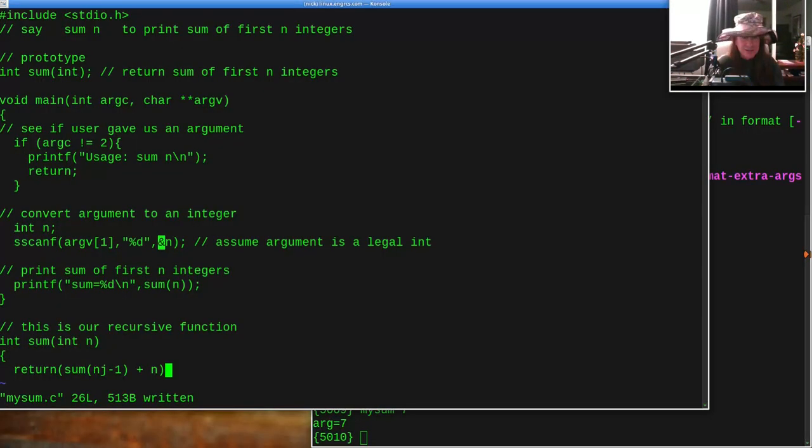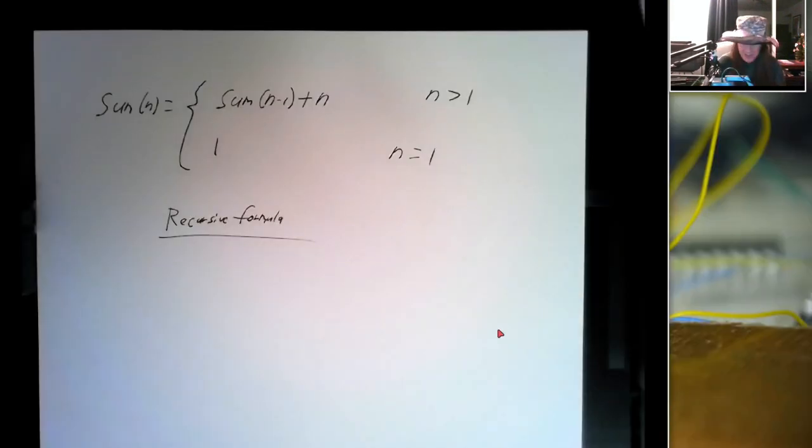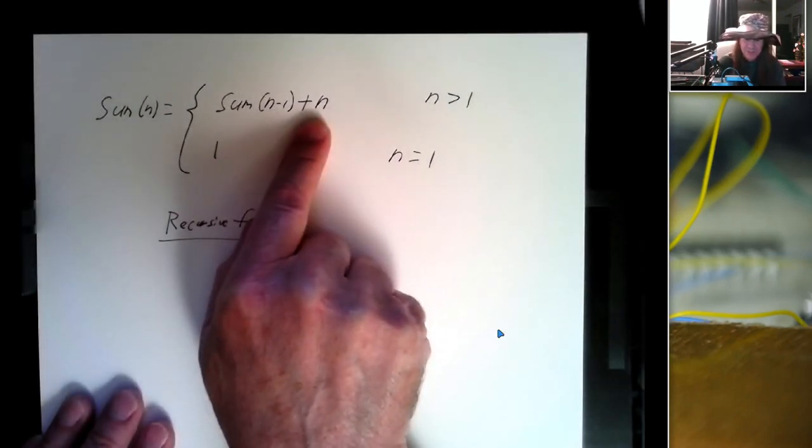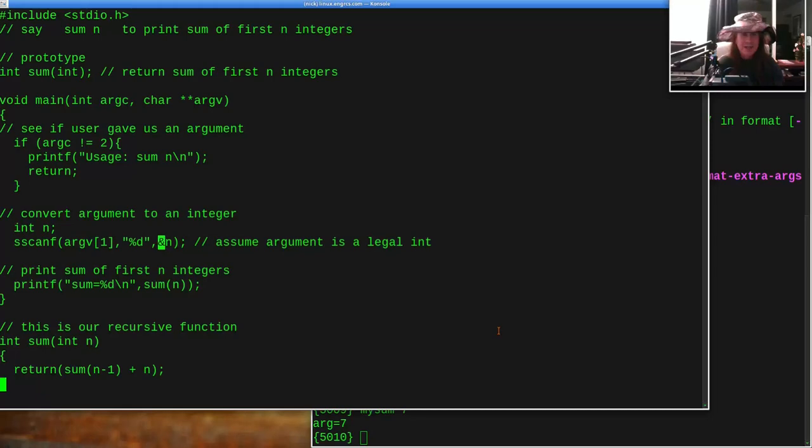Return sum of n minus 1 plus n. That's what our recursive definition of sum is. Just calculate the sum of the first n minus 1 integers and then add n. That's exactly what this line says.